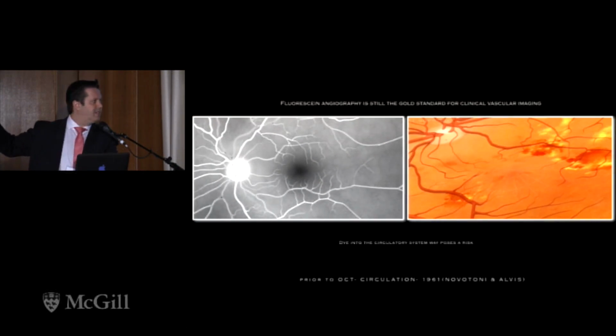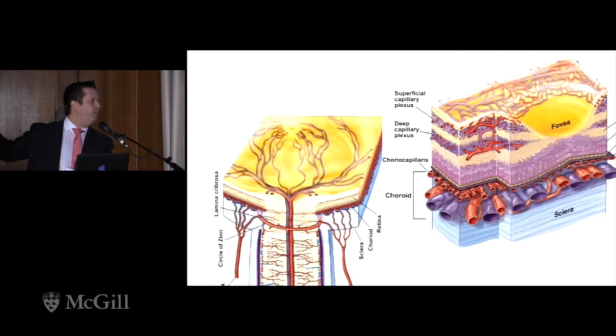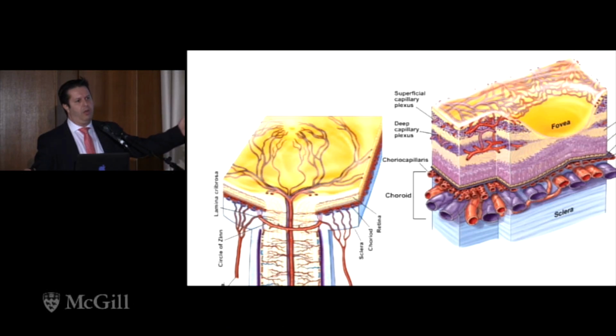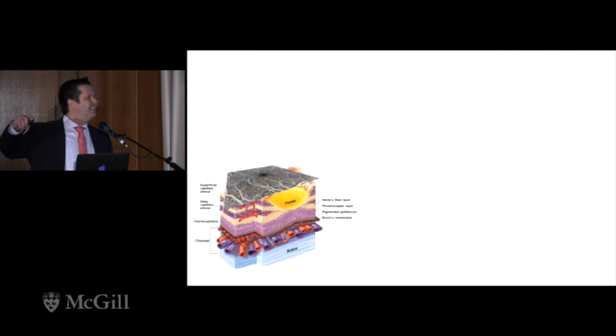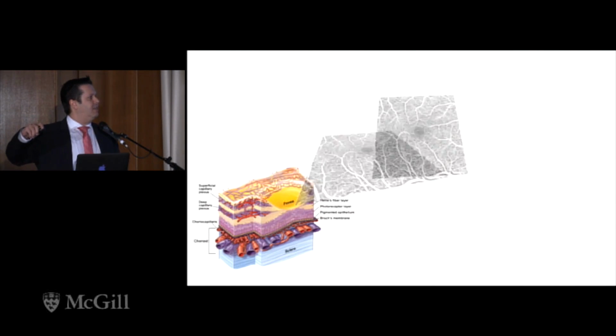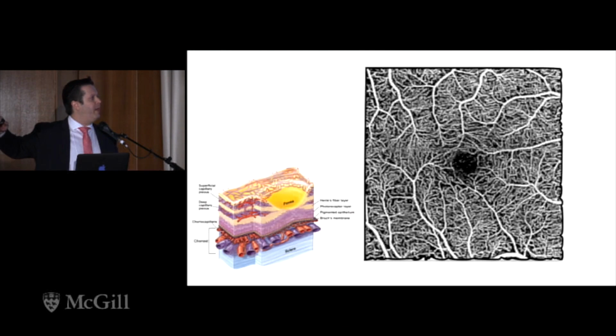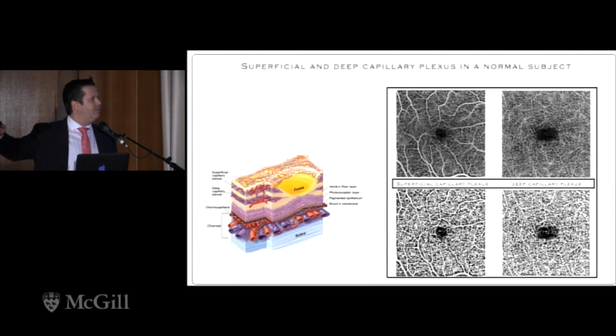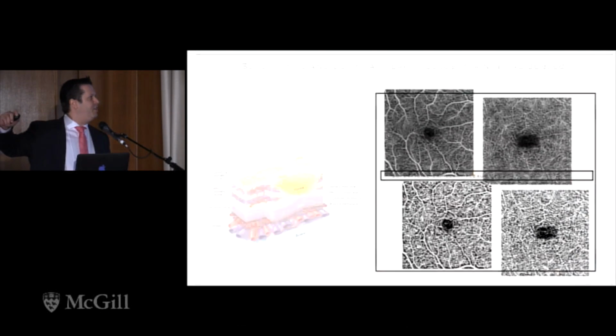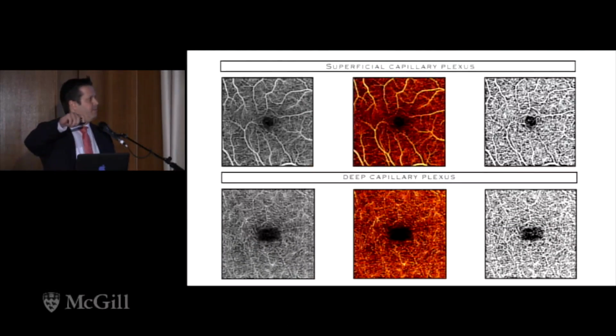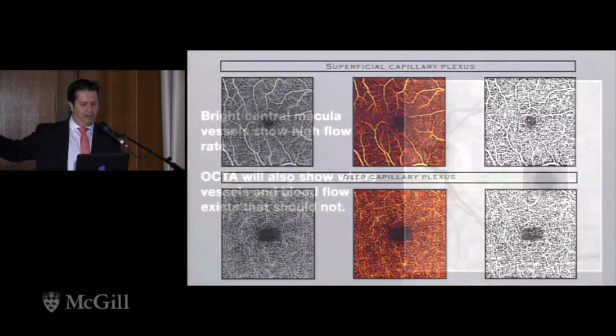So let me give you an example of how OCT angiography works. We actually have 4 capillary layers in the retina. We have the peripapillary capillary network, and we have the superficial, intermediate, and deep capillary layers of the retina, and we can assess them very nicely. This is an example of a normal patient. Here are both the superficial and deep capillary plexus. You can appreciate both of them in one scan.